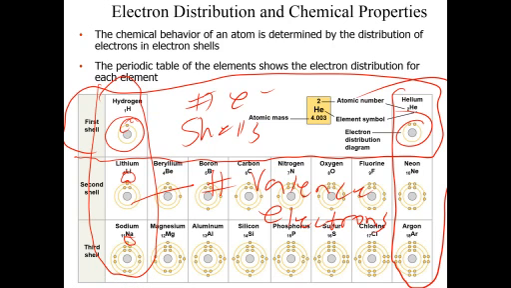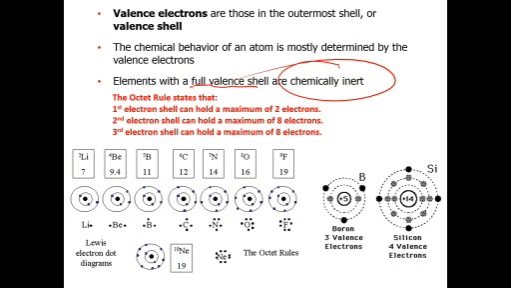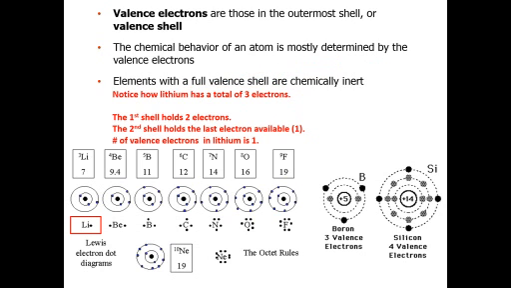Looking at this octet rule, lithium. Lithium has three electrons. The first two electrons fill the first orbital. The last electron fills the last orbital, the second shell. So it has one valence electron.